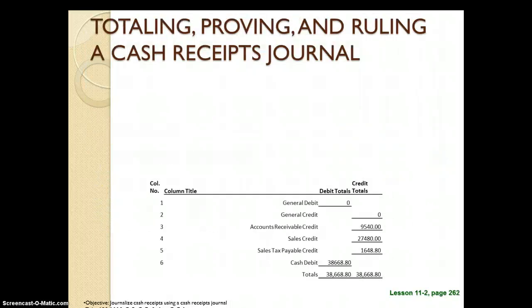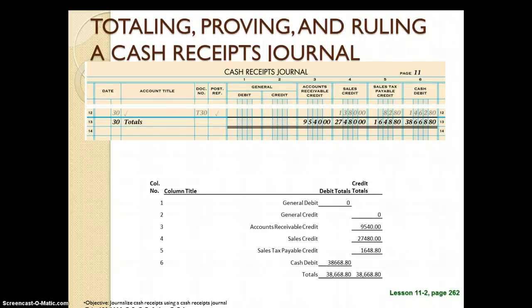Next thing we want to do at the end of every month is total and prove our cash receipts journal. The way we do this is we write the date. Since it's November, we're going to write 30.